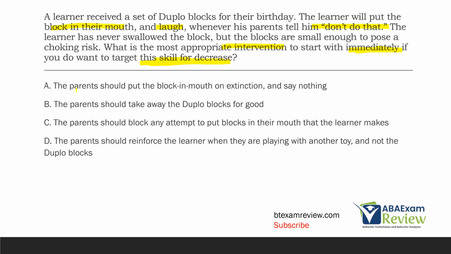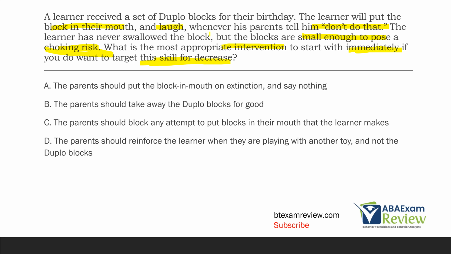And why? Well, even though the question says the learner has never swallowed the block, the blocks are small enough to pose a choking risk. That should immediately jump out to you because our first rule and our number one thing is we do no harm. We pose no risk to the client. We keep them safe at all times. As soon as you see something like they've never swallowed the block, but the blocks are small enough to pose a choking risk, that has to jump out to you. That is the first thing we must address before anything else. And that's why it's important that you pick up on the word immediately, because we do want to decrease this, but before we do anything else, we've got to keep this client safe.